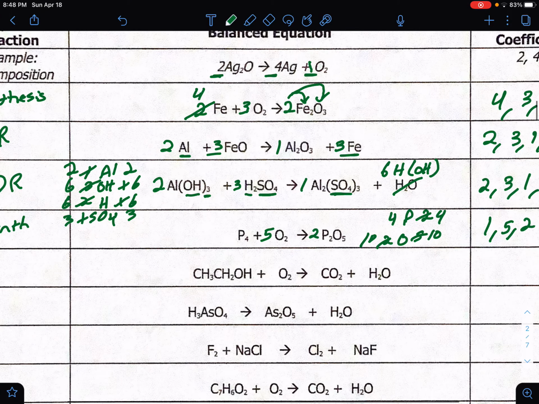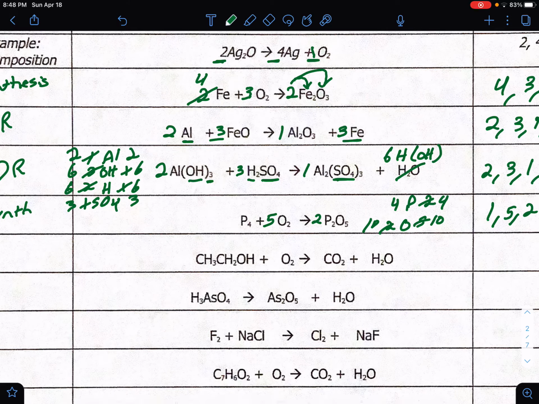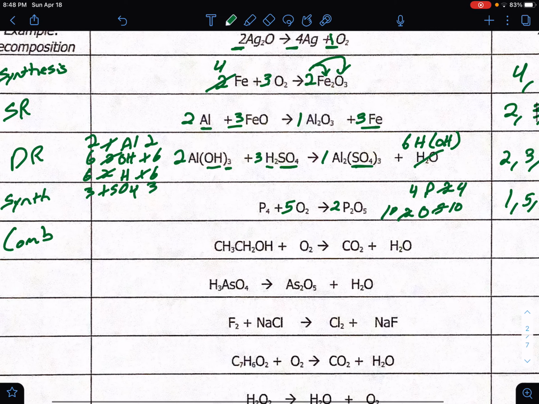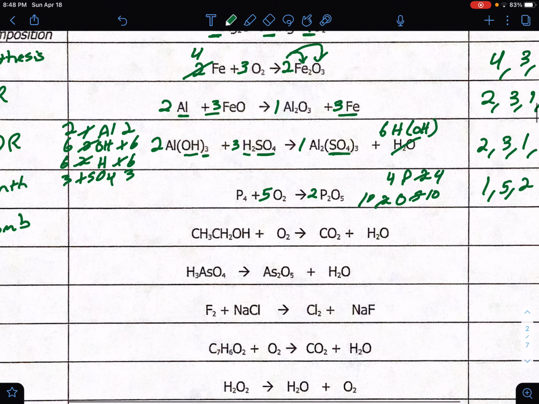Okay, here I see this big long chain right here, and I have O2, CO2, and H2O. This is a dead giveaway that this is combustion. Oops. Fix that. So this is combustion. Okay, so combustion is just a matter of balancing.